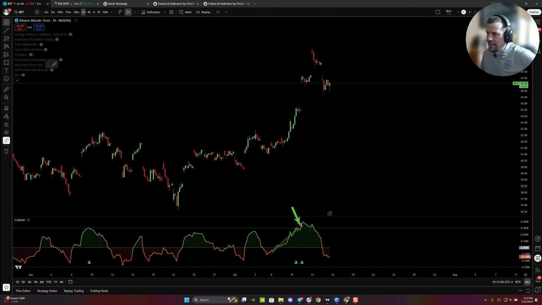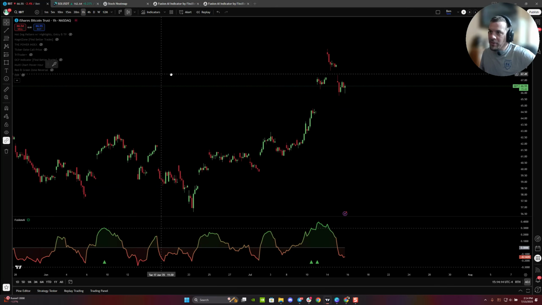So whenever you see, pretty much when momentum is starting to get maxed out, that's when you'll start to see these triangles form. And honestly, a really nice little trade right there on IBIT. And this would have been in particular the hourly chart. But you can use this on pretty much any asset out there.